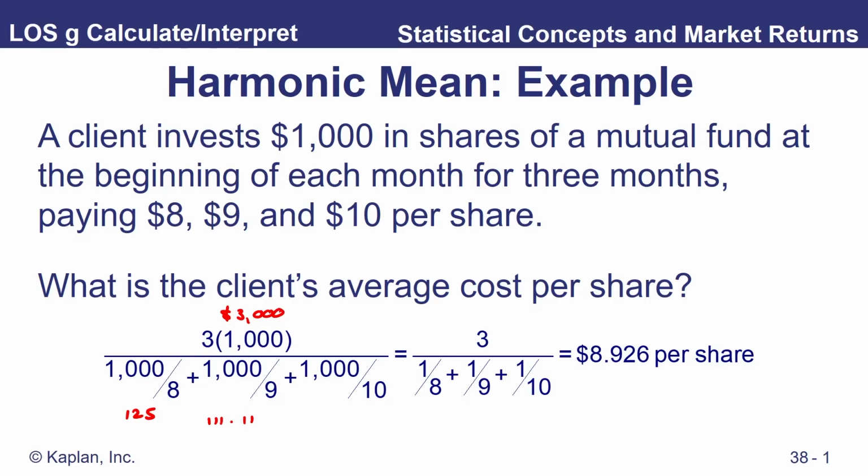And then in that third month, I'm paying $10 per share and I'm spending $1,000. So that'll obviously allow me to buy 100 shares. So note, therefore, the total number of shares that I could buy is, what is that?